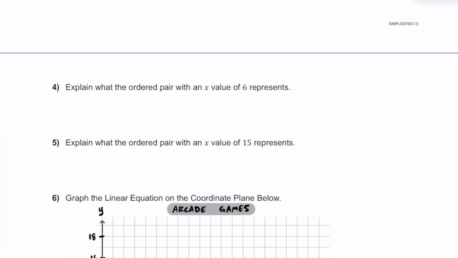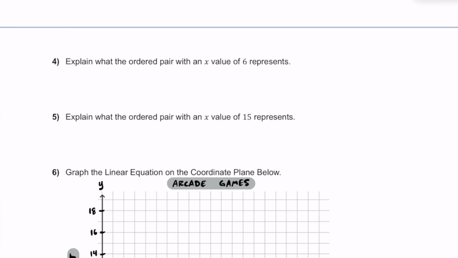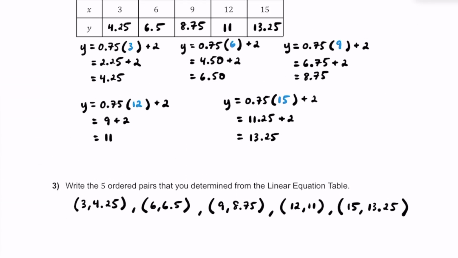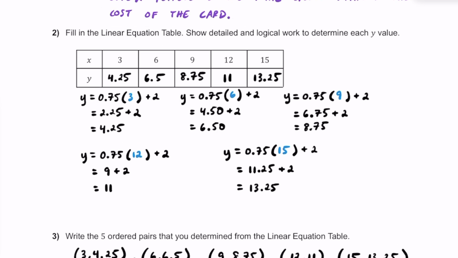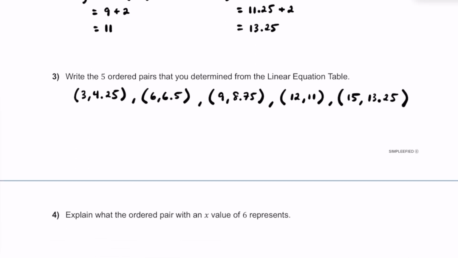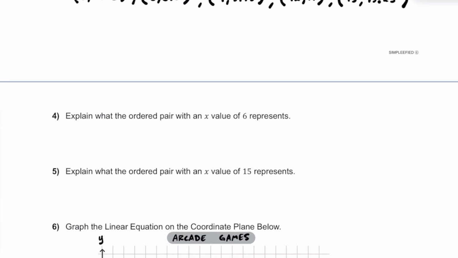All right, let's see. For part 4, it's saying explain what the ordered pair represents when you had an x value of 6. So if we go ahead and look back and see when x was 6, well, that was over here. That was 6 comma 6.5. You can also see that located right over here. Let's go ahead and write that ordered pair down: 6 comma 6.5.